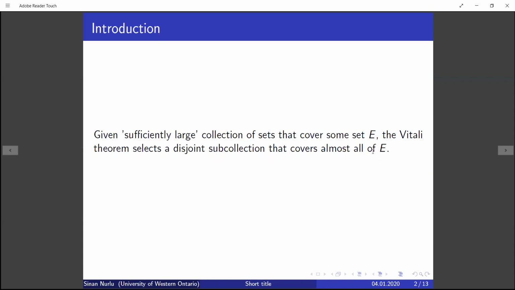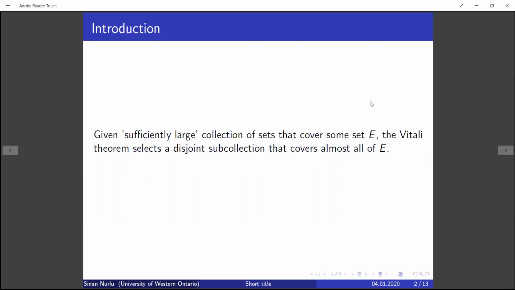Given a sufficiently large collection of sets that cover some set E, here we're going to define properly what this sufficiently large means. For now, let's think of a large cover. The Vitali theorem selects a disjoint subcollection that covers almost all of E. All right, let's try to understand.